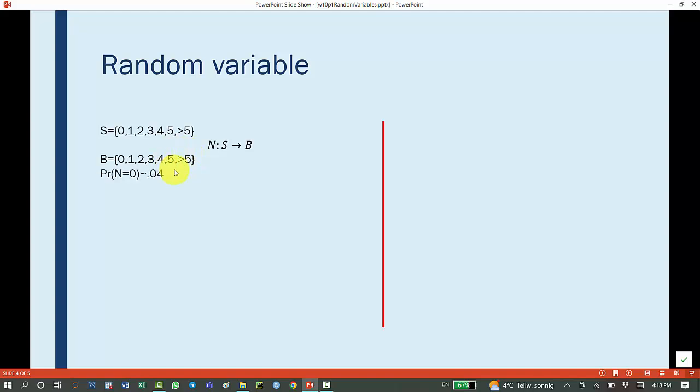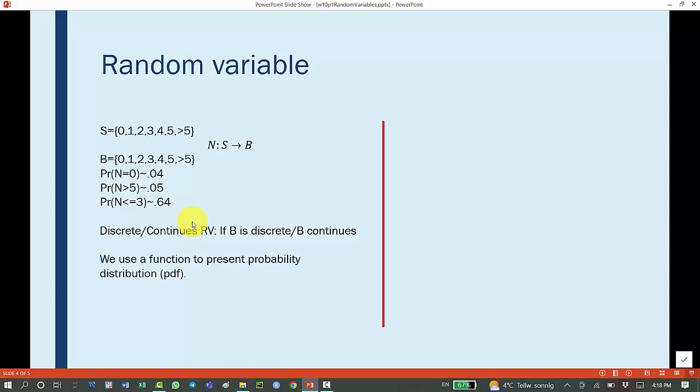We can then calculate different probabilities. For example, the probability that the number of people waiting equals 0 is 4%. The probability that the number of people waiting is more than 5 persons is 5%. The probability that the number of people waiting is 3 or less than 3 is 64%. Like this, we can compute further probabilities.